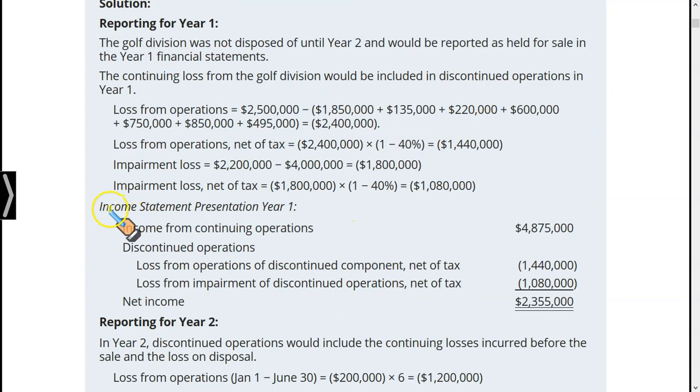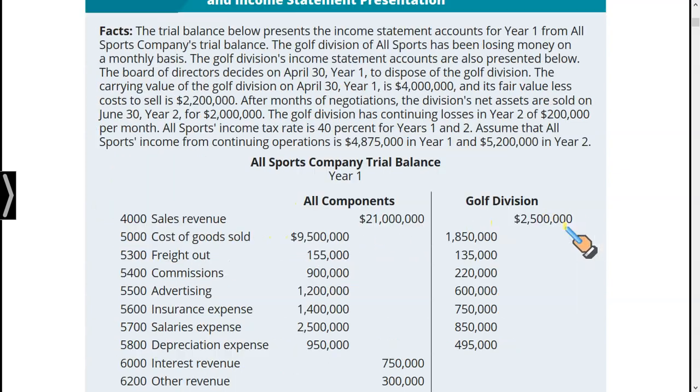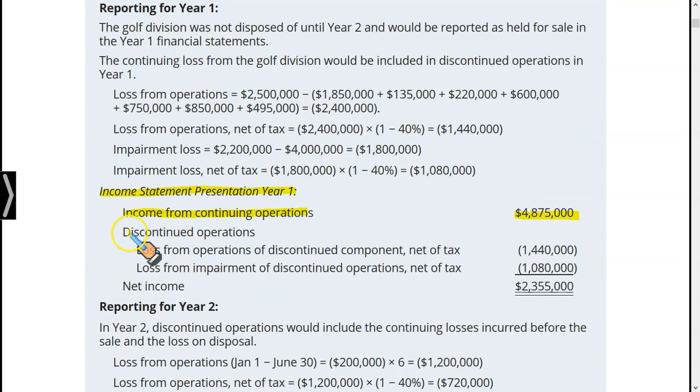So this is your income statement presentation for year 1. You are going to show your income from continuing operations. This is already given. Let me show you. 4.875 million in year 1. So then we need to report our discontinued operations. How are they calculated? You take the loss from operations of the discontinued component, net of tax, for the period, for the whole year, of course. So I'll show you how this is calculated.